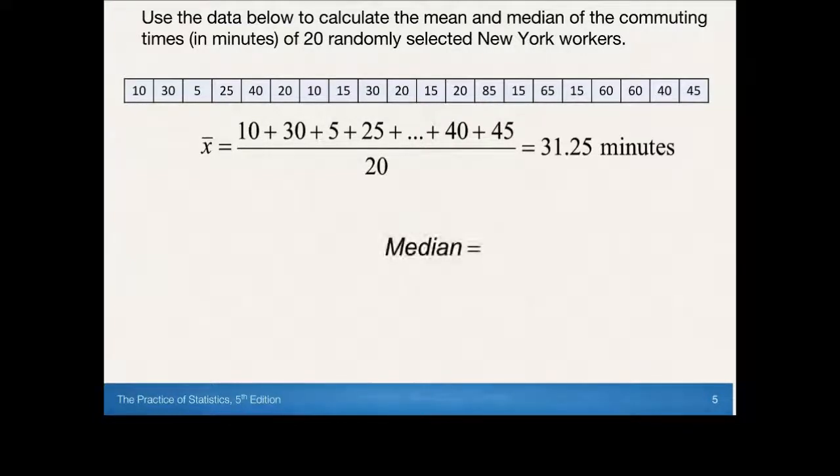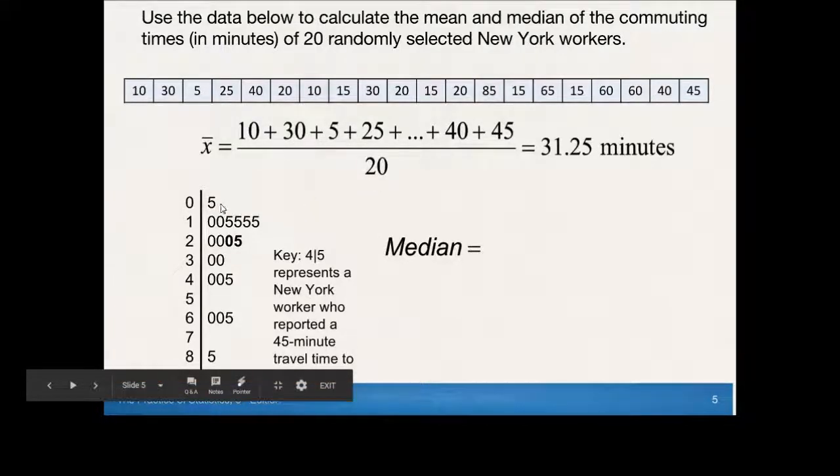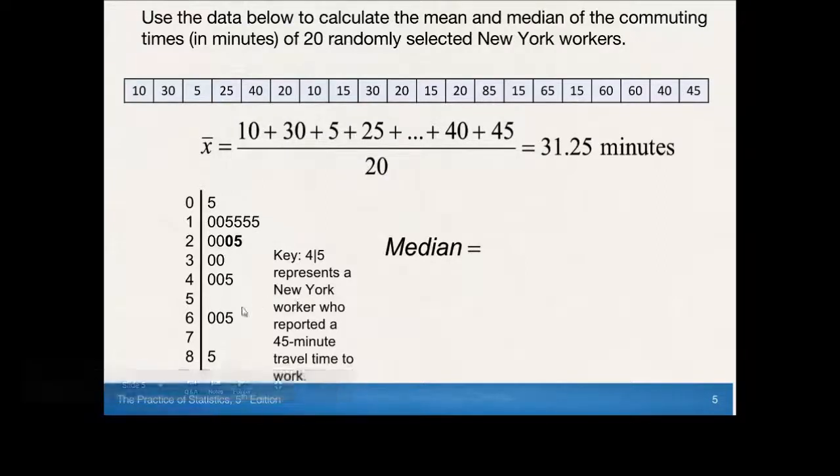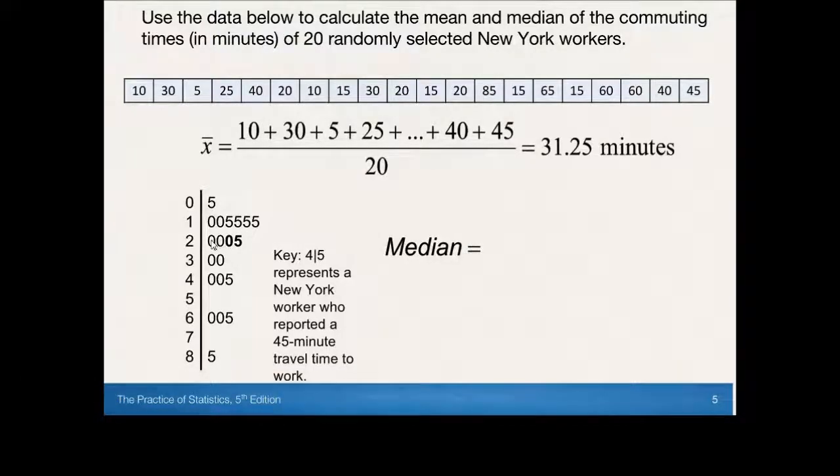So we take the stem plot, and we're going to do the median. We know that there are 20 data points, so that means the middle one is the 10th one. So we can count from the top to the bottom. 1, 2, 3, 4, 5, 6, 7, 8, 9, 10. Because there's 20, we have to take that 0 and that 5, which represents 20 and 25, and average those two.